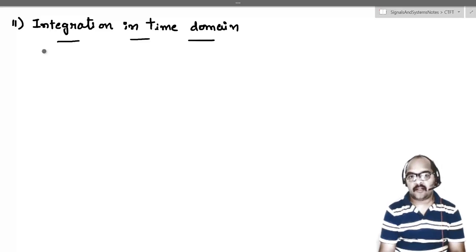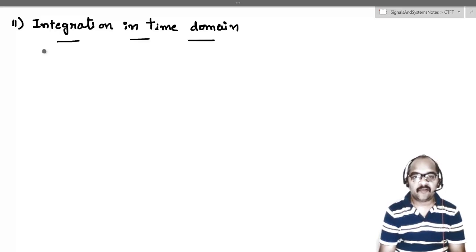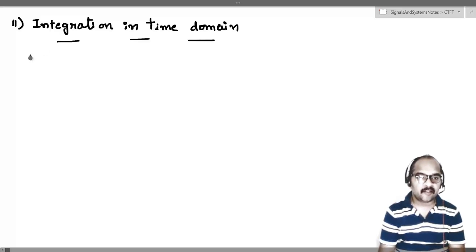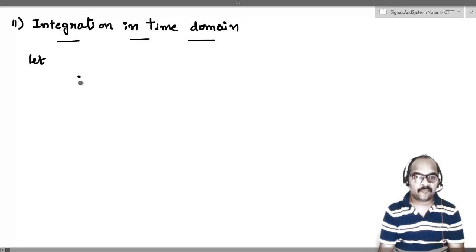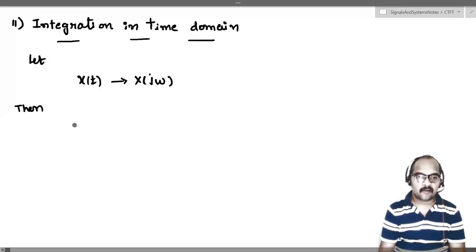Next, let's move on to the 11th property, which is integration in time domain. Okay, so what does it say? It says let x of t has x of j omega as the Fourier transform. Then the integral of this signal x of t, let us call that x1 of t, is equal to integral minus infinity to t.